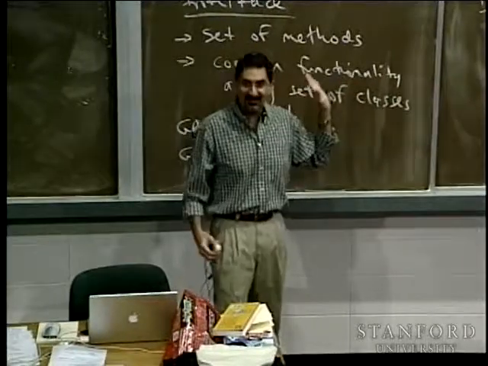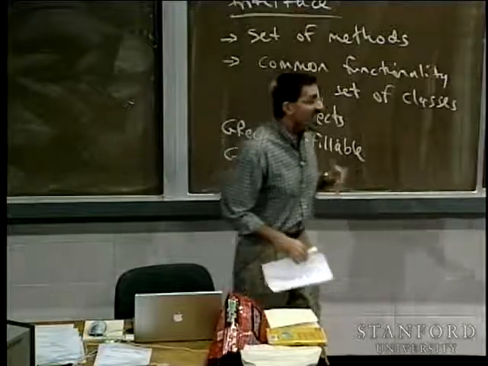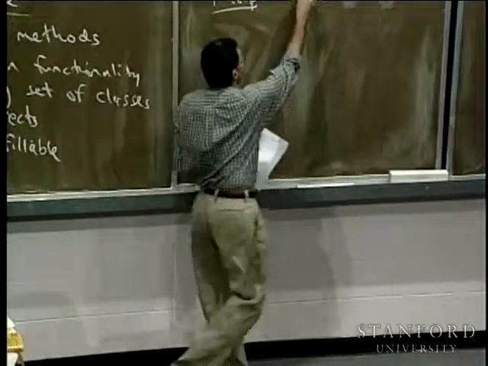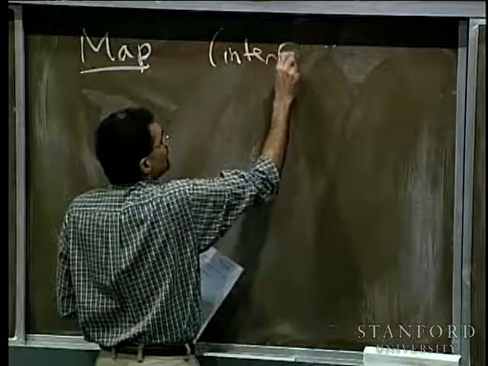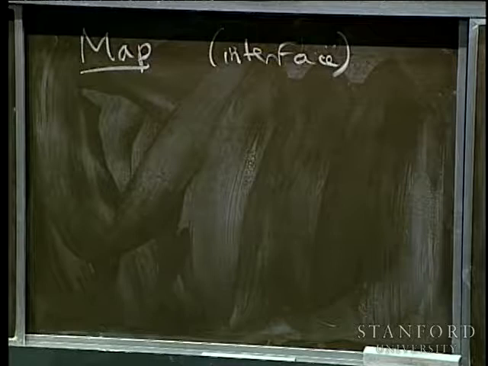So when you think of the word map, you need to let go of your previous notion of what a map might have been and think of the computer science notion of a map. So basically all a map is, it's an interface in Java, which means it's some collection of methods that will implement some functionality.